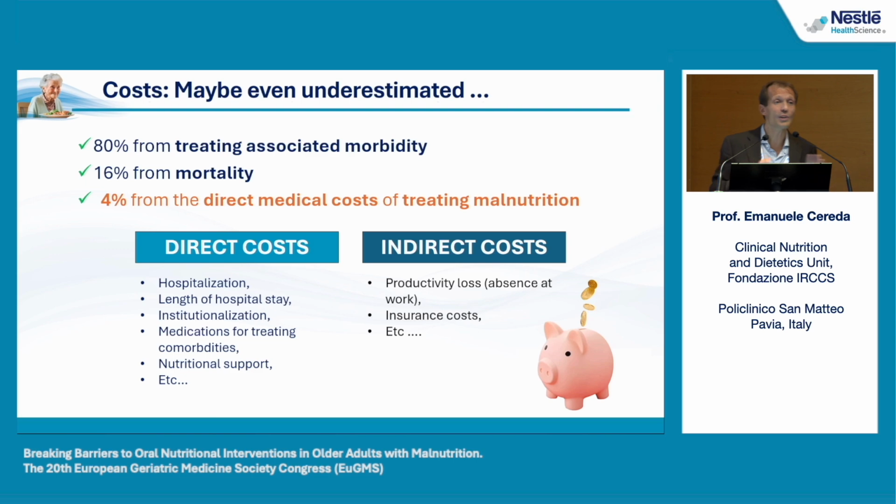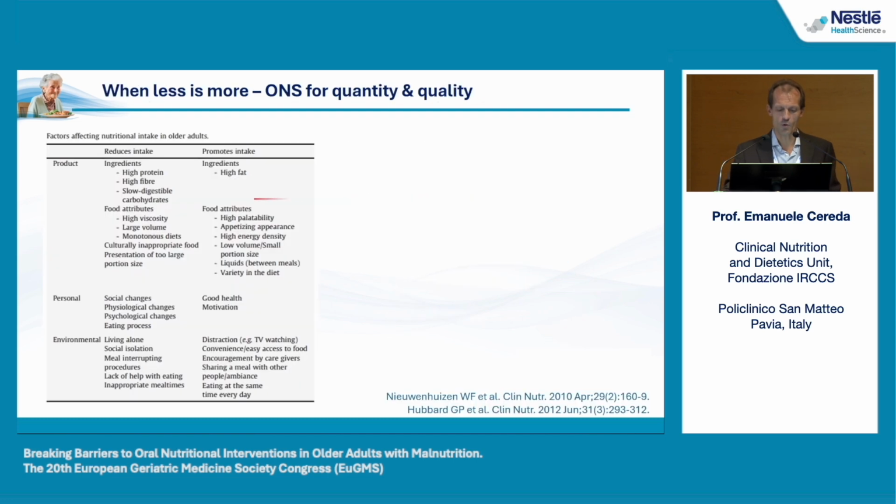And this is a picture only for direct cost, that is to say mortality, length of hospital stay, institutionalization, nutritional support, something that we can measure easily. But there are also hidden costs, the indirect costs, for example, those related to insurance costs, loss of productivity. These are something that are not easy to estimate and not easy to count in all the budget, but even so they play a role.